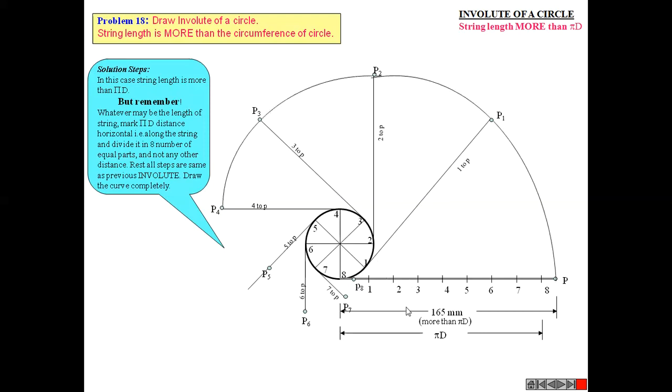So once you join these points with a smooth curve, you can see that the curve is not ending at point number 8, but it is ending at some more distance, because your length of the string is more than pi D distance.